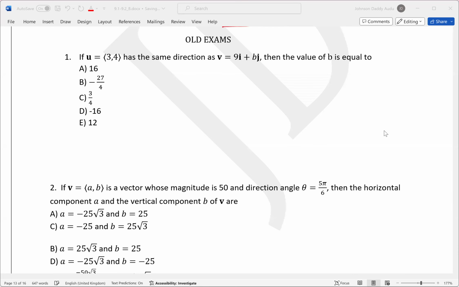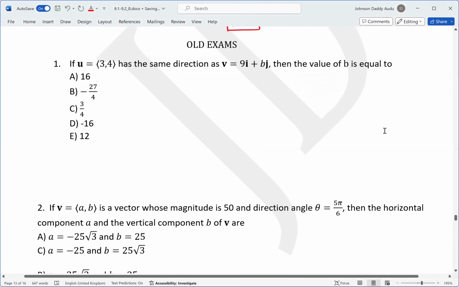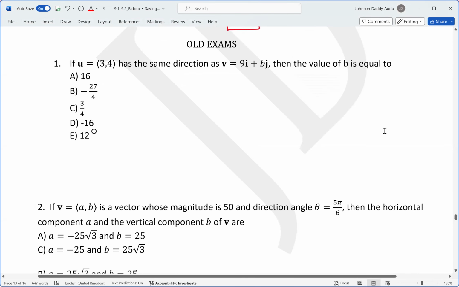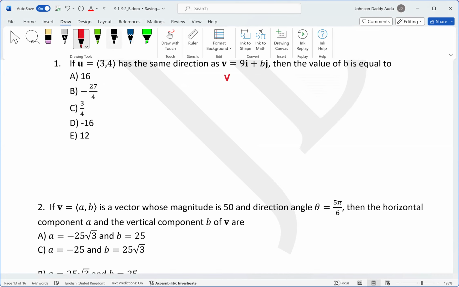All right, so here we'll be solving some old exams. The first question here is that if vector U is (3, 4) and has the same direction as this, what is V? So clearly here, we can get V easily.